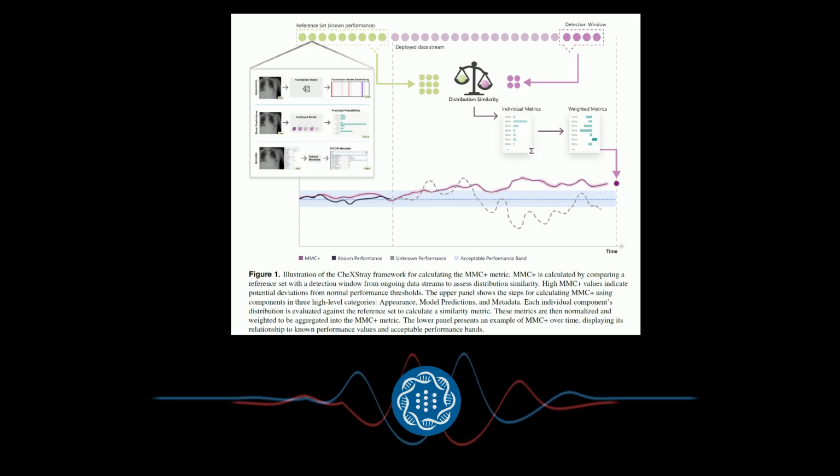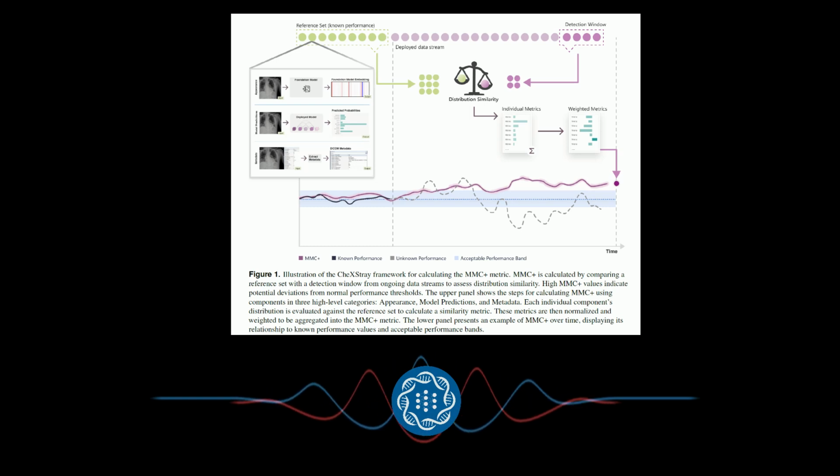So how do we even know if this drift is happening? It's not like the AI system flashes a warning sign. Right, it's definitely more subtle than that. Yeah. And that's where this research comes in. They've actually developed this framework called MMC+, which stands for multimodal concordance. Okay, that sounds pretty technical. What does it actually do?